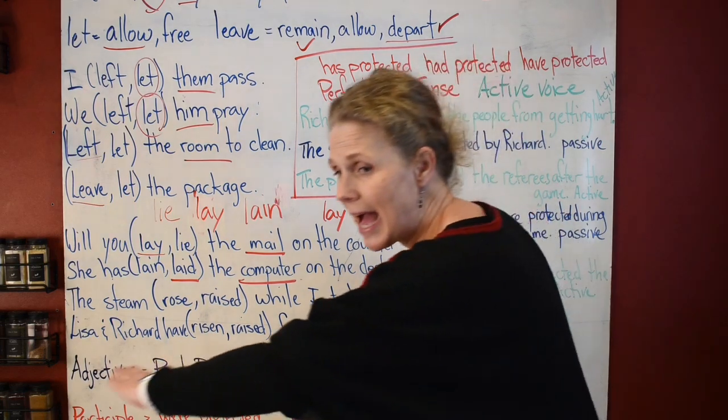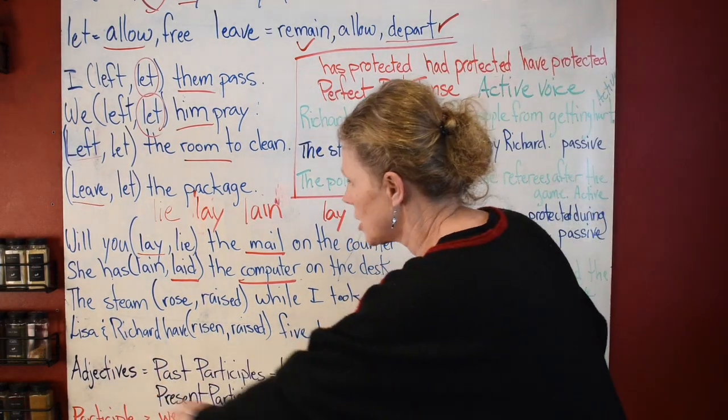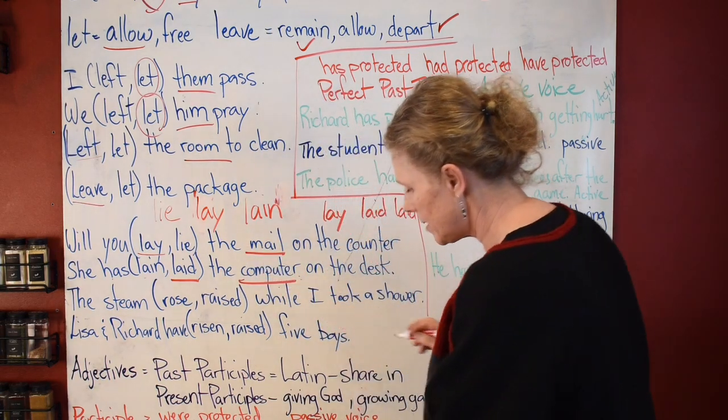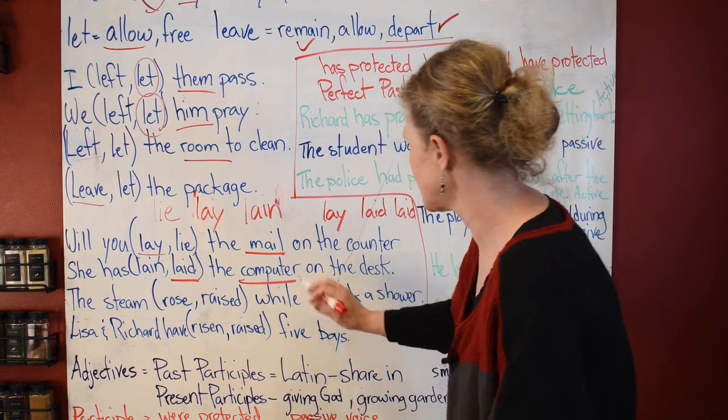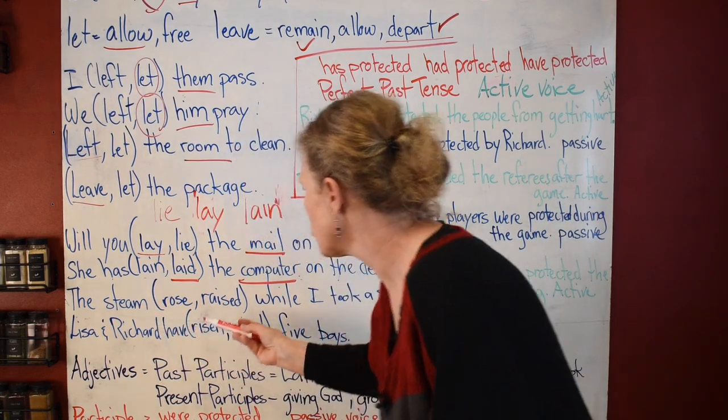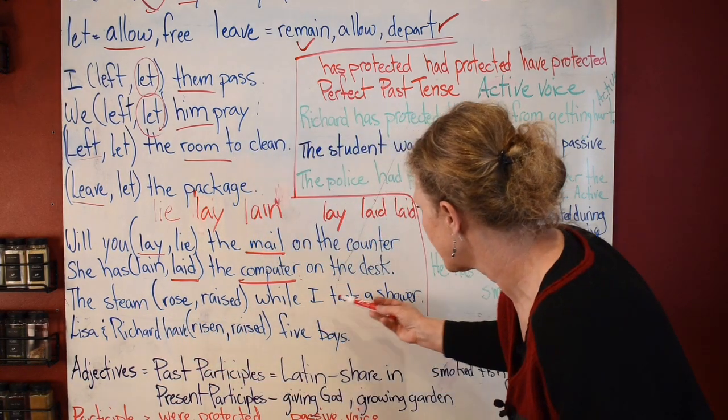Yeah, if you're doing the action and it's a direction, then you know you need to be doing here. But this one has a direct object. You are putting something down. You're putting the computer down, so you know you have to use laid.